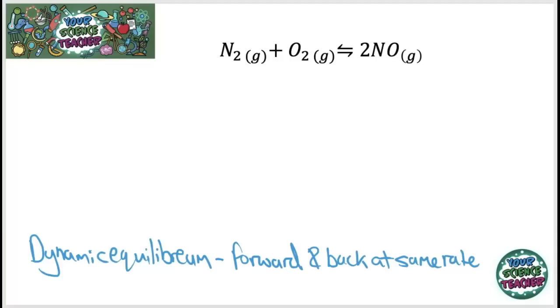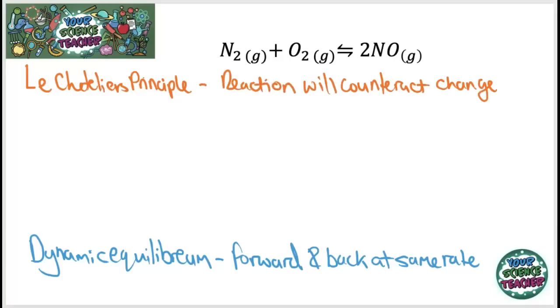Despite the reaction going forward and backward at the same rate, you can alter conditions in order to move the reaction more forwards or more backwards due to a principle known as Le Chatelier's principle. Le Chatelier's principle states that a reaction will try and counteract a change. This means, for example, if I was to try and increase the temperature, the reaction is going to try and decrease the temperature. If I was to increase the pressure, the reaction would try and decrease the pressure. The way it can do this is by shifting the reaction to the right or the left to make more product or more reactant.